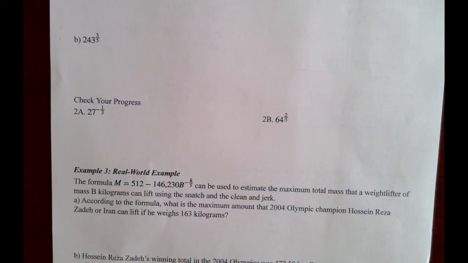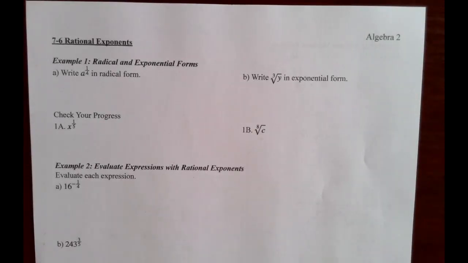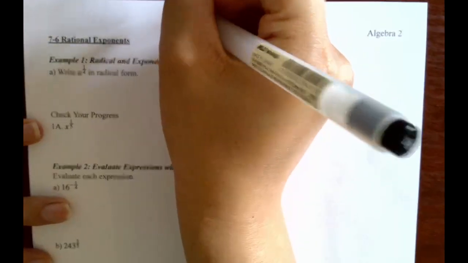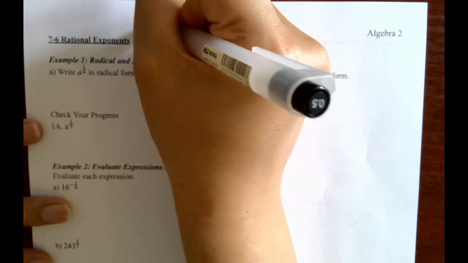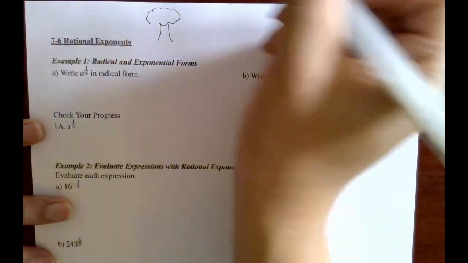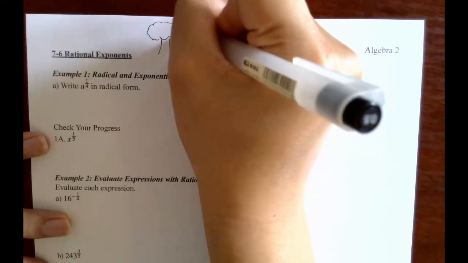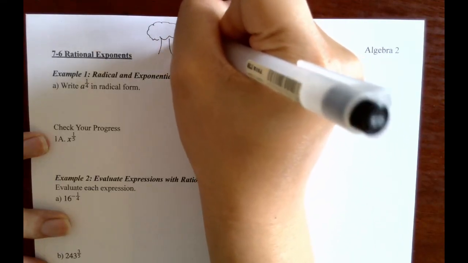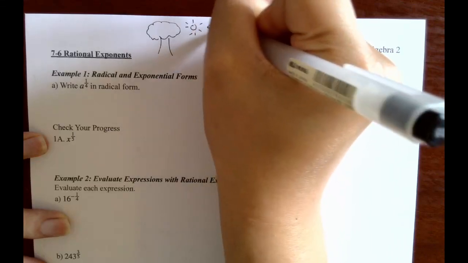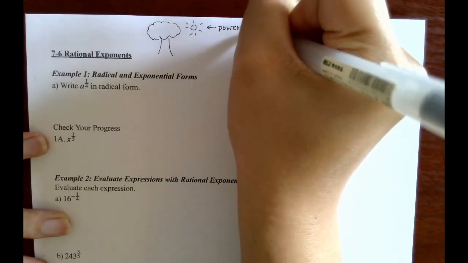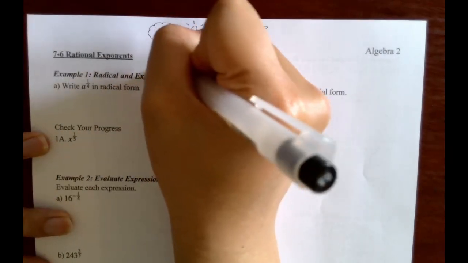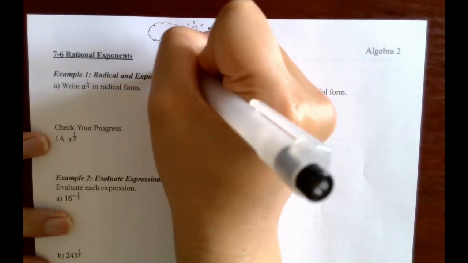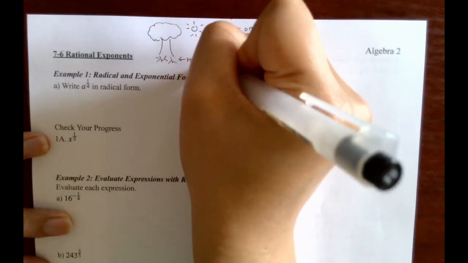So here, we're going to be rewriting back and forth with example 1, radical to exponential form, exponential to radical form. So what I often think about is a tree or a plant, right? If you think about a tree, it gets its power from the sun, and the sun is up high, right? So power is on top. And then for trees and plants, the roots are down in the ground, right? So here are my roots, and so root is on the bottom.